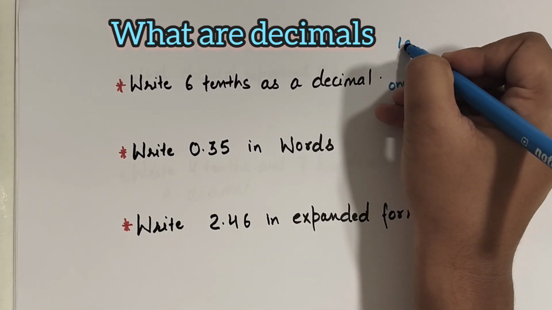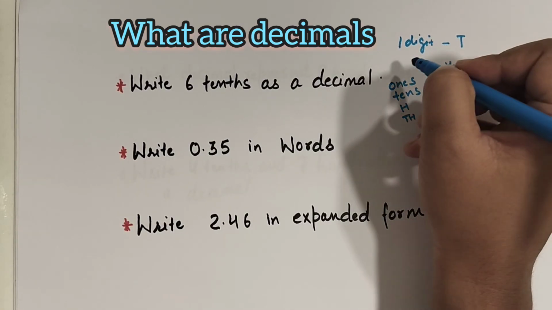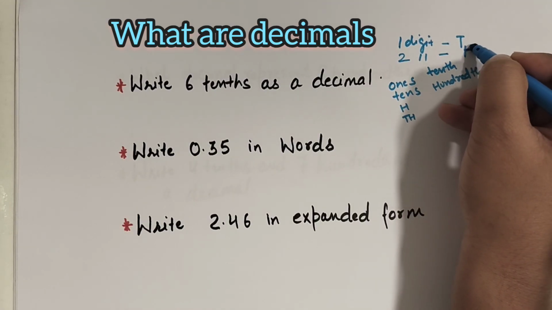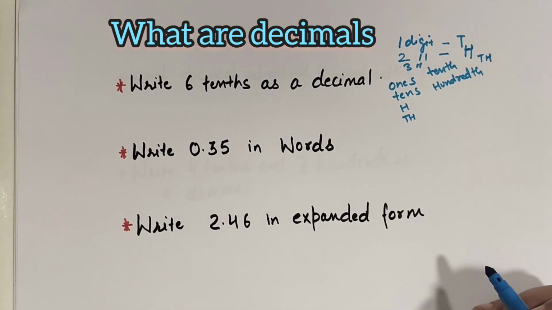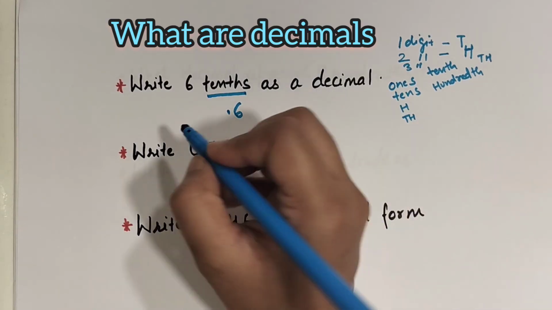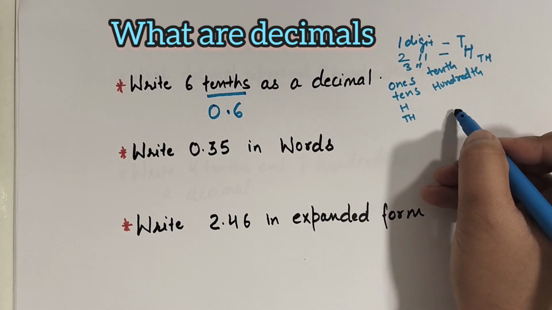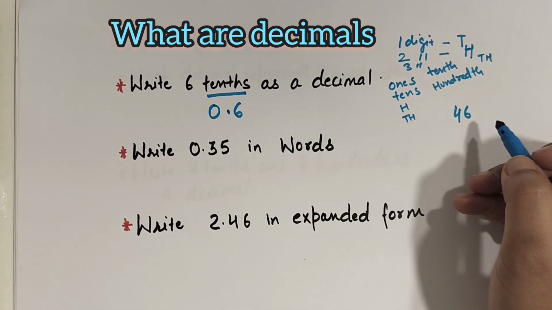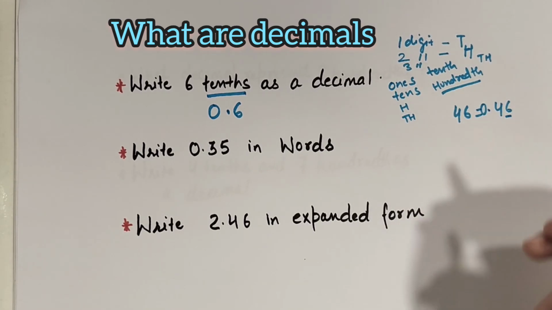So if we have 6/10, it should be the first digit after the point. If we have hundredths, it should be the second digit after the point. Like this, if we have thousandths, it should be the third digit after the point. Since we have 6/10, we will write point 6, and then we can put 0, because 6 should be the first digit after the point. For example, if we need to write 46 hundredths, we will write 0.46 and then 0, so that is 0.46.